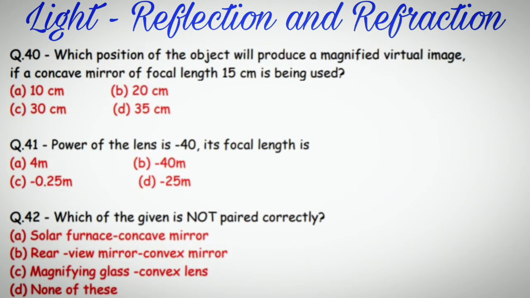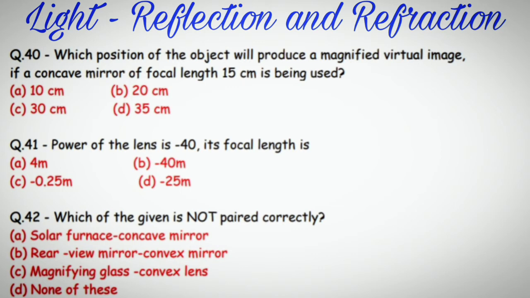Next question comes here. Which position of the object will produce a magnified virtual image if a concave mirror of focal length 15 cm is being used? Option A 10 cm, option B 20 cm, option C 30 cm, option D 35 cm. And the correct answer is 10 cm.